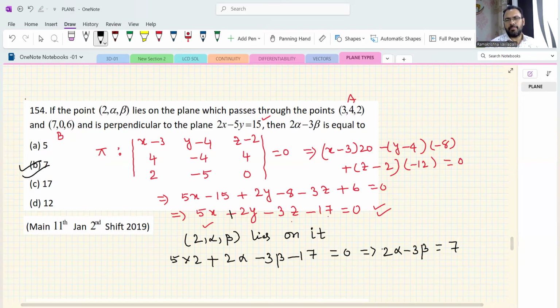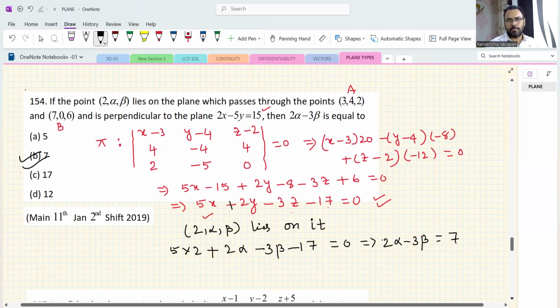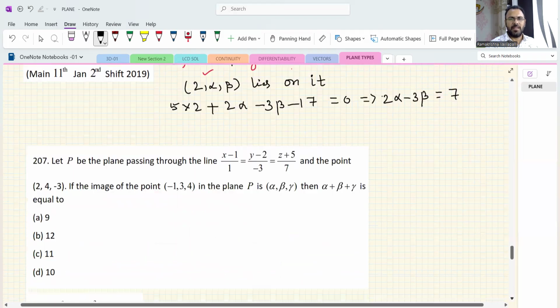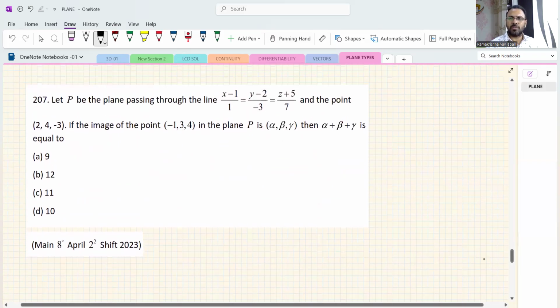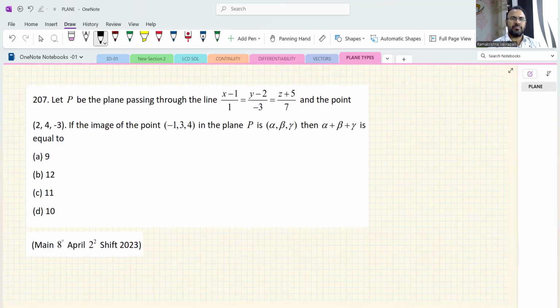Passing through 2 points, parallel to a vector, or parallel to a line, or perpendicular to a plane, or containing the line: all are the same. Here is one more question. I will explain questions of different models. Let P be the plane passing through the line and the point. Passing through the line is nothing but the plane contains the line. So straight away, what is the plane equation?